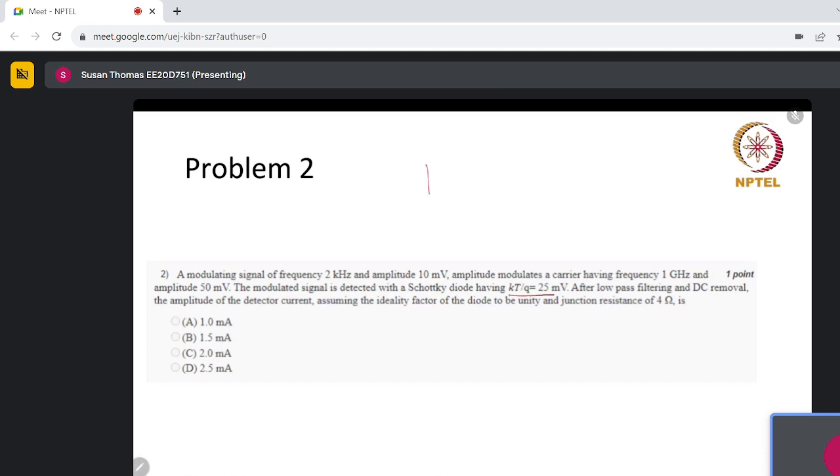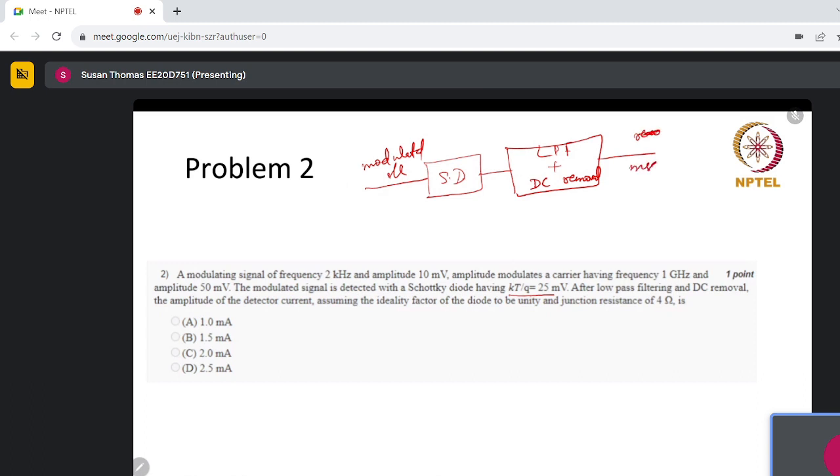So if you have a Schottky diode plus then you have a module which is an LPF, basically the low pass filtering and DC removal, say removing the DC component. So here your input is your modulated signal. From that modulated signal you are recovering the message signal.